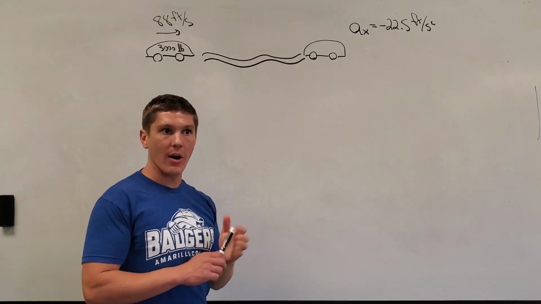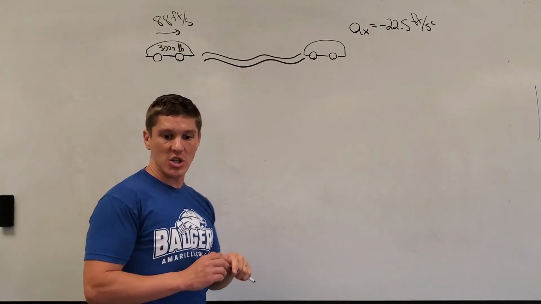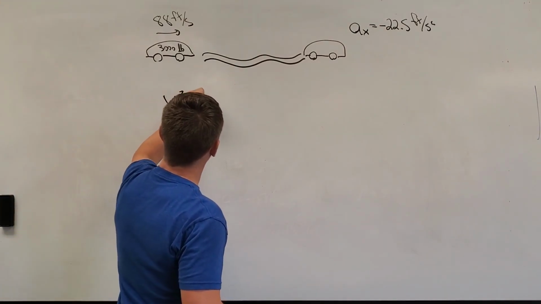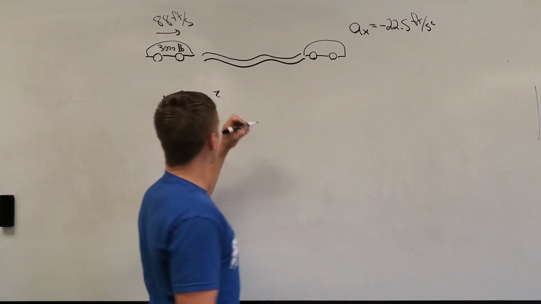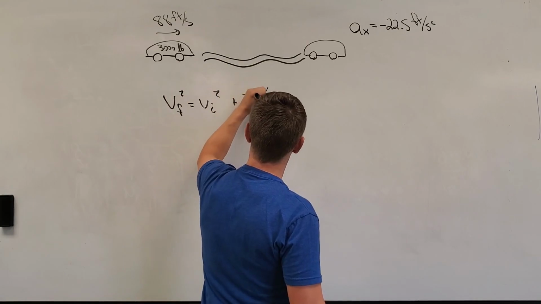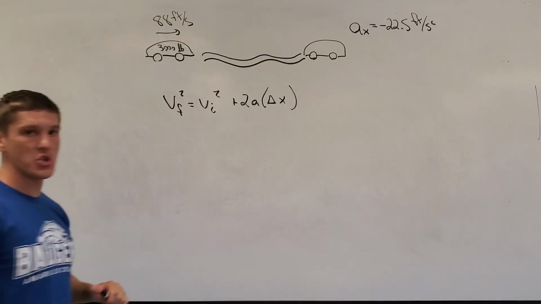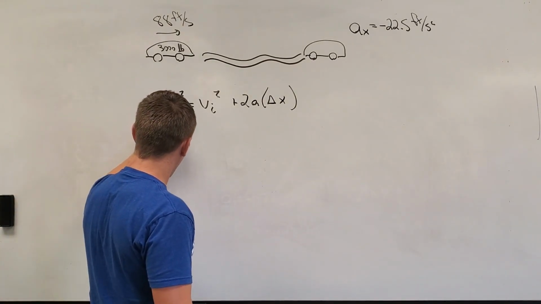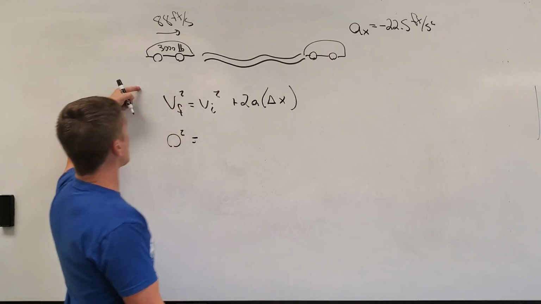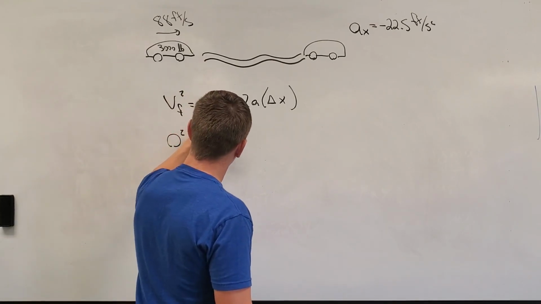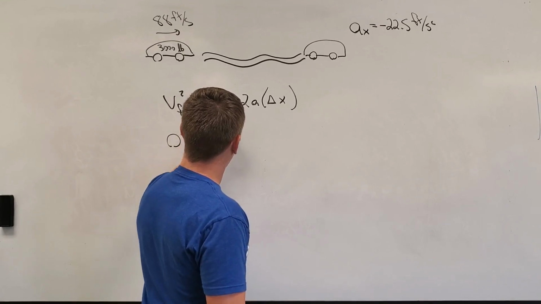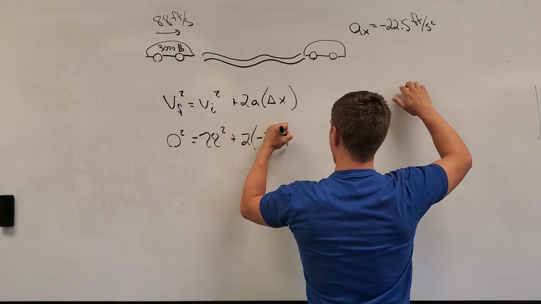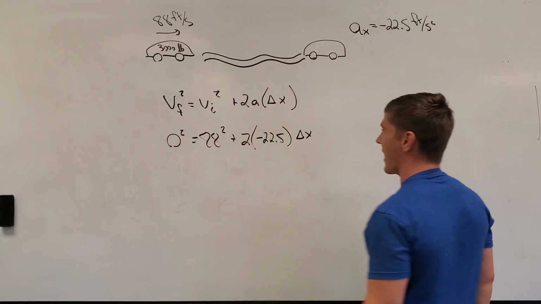So we are going to use our distance-velocity relation equation, which says that our final velocity squared is equal to our initial velocity squared plus 2 times a times delta x. Remember that from our one-dimensional kinematic equations? So we know that our final velocity is 0 because we're coming to a rest. So we have 0 squared is equal to our initial velocity, 88 feet per second, squared plus 2 times our acceleration, which we found to be negative 22.5 feet per second squared, times delta x.